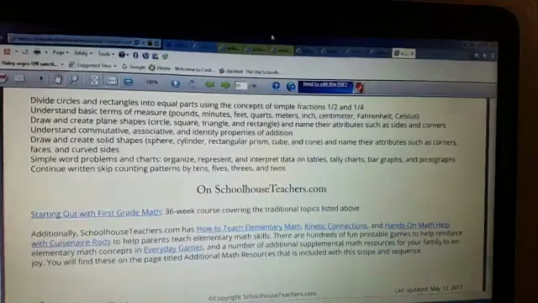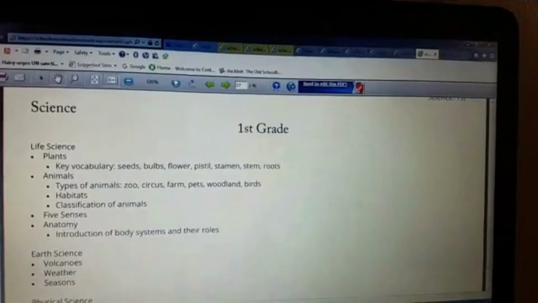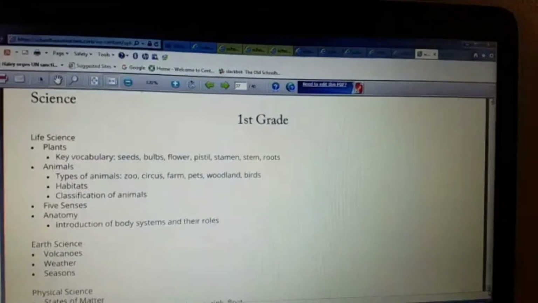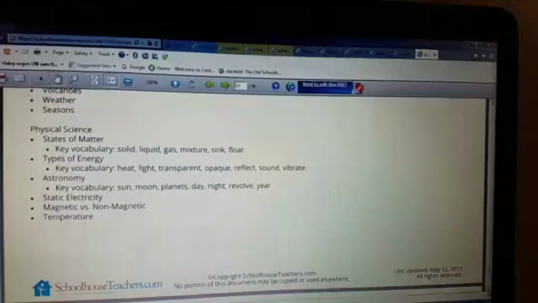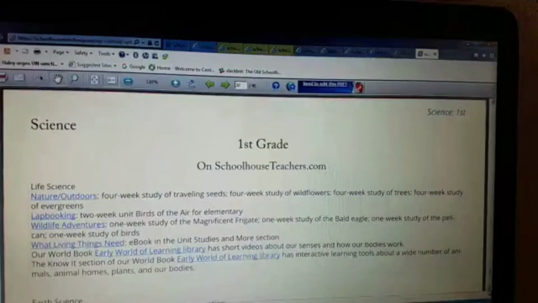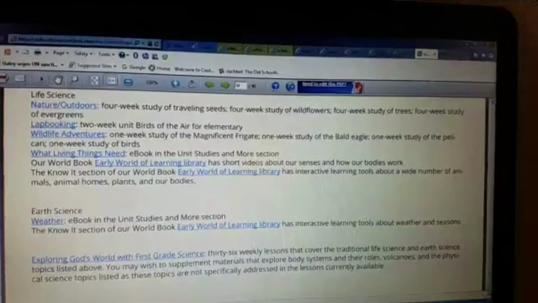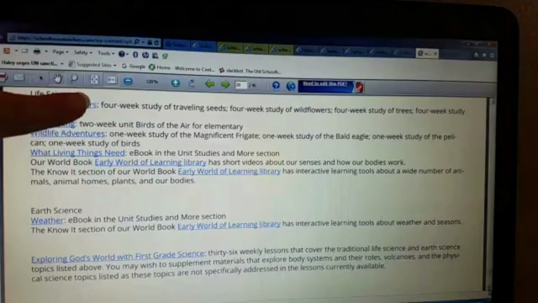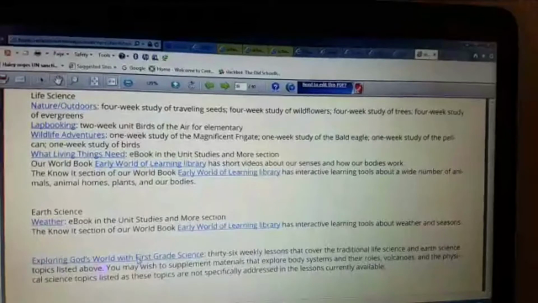So the last thing we're going to look at is science. And it tells you all the things that your first grader needs to know in science: life science, earth science, physical science, vocabulary, all that stuff. And then it tells you on schoolhouseteachers.com all of the science curriculum that we offer. Now, if you want to do some little mini studies, there is a 4-week, a 2-week, and a 1-week, little things like that. But here actually is Exploring God's World with First Grade Science, which is 36 weeks, and it's for the whole year.